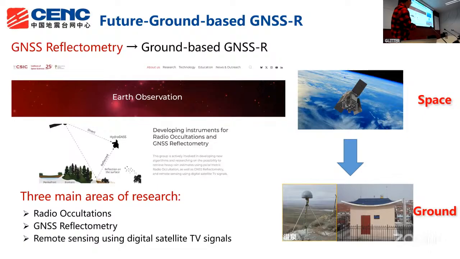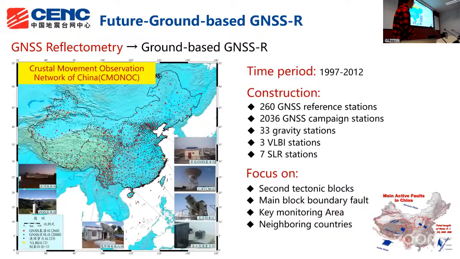Here, the GNSS reflectometry is also focused on the space, using the space platform. So I want to go from the space to the ground, using the ground. So why do I want to use the ground-based GNSS stations and GNSS data to do some GNSS-R research? Because in China, the CEA has operated a big network. Its name is the Crustal Movement Observation Network of China. It's short for CMONOC.